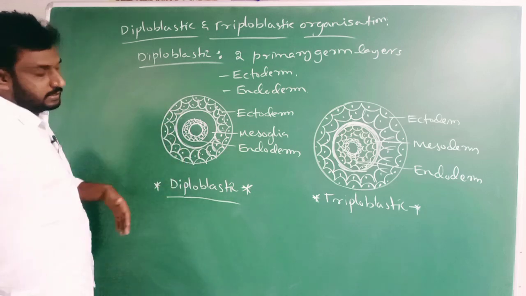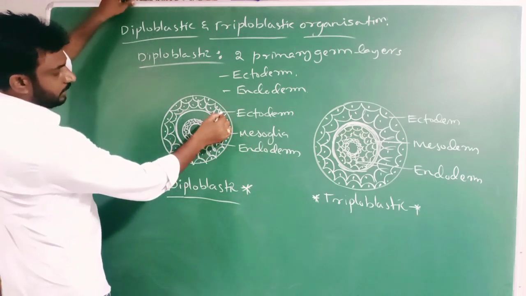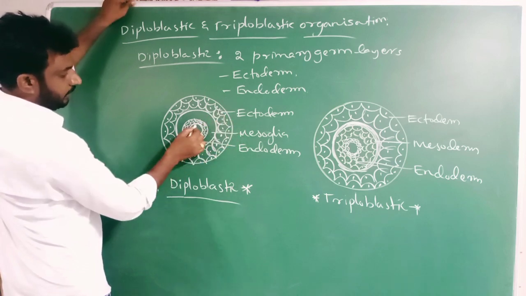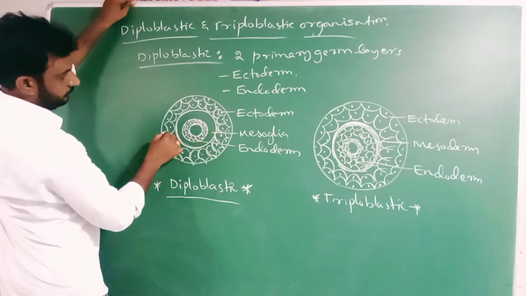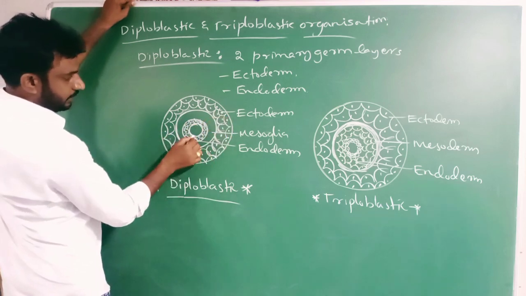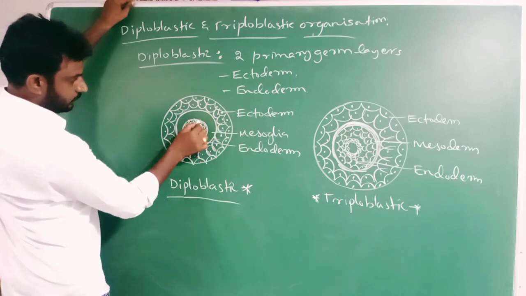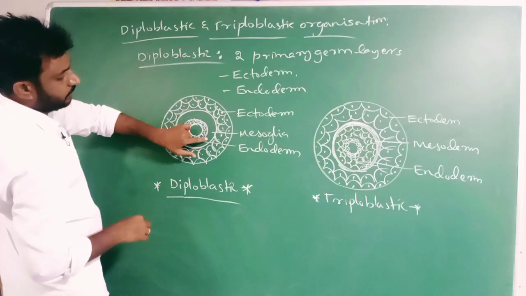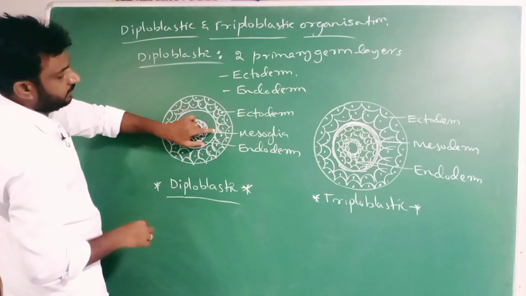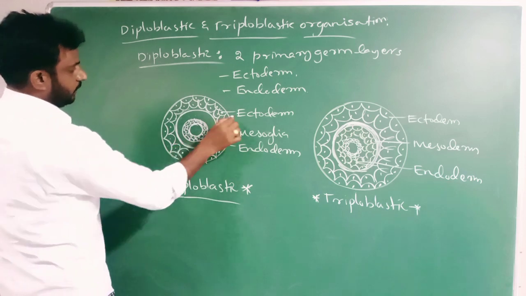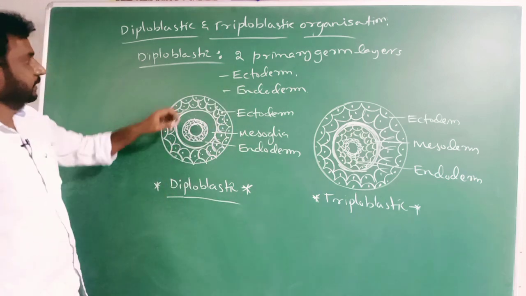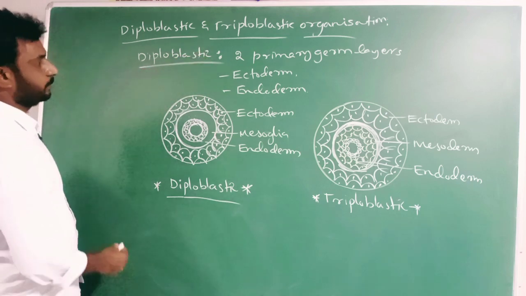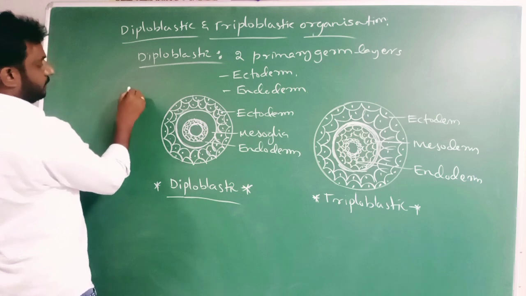In the cross section of the organism, the outer layer of the body is called ectoderm and the inner layer is called endoderm. Between the ectoderm and endoderm there is mesoglea. Mesoglea is present between the ectoderm and endoderm. Only two primary germ layers are present. That's why it is called the diploblastic level. So the diploblastic level is present in animals.